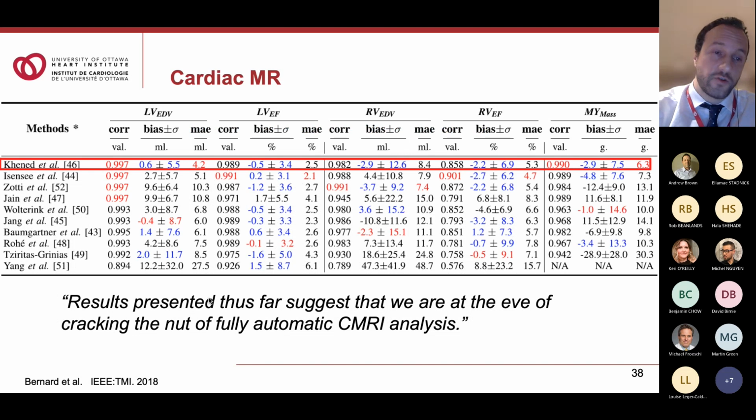Interestingly, the results were very impressive. They showed very high correlation with the labeled images. For example, for LVEF, they showed a mean absolute error, and the best performer had a 2.1% error. This led the authors of the challenge to conclude that results presented thus far suggest that we are on the eve of cracking the nut of fully automated CMR analysis. This was published in the IEEE Transactions on Medical Imaging in 2018.